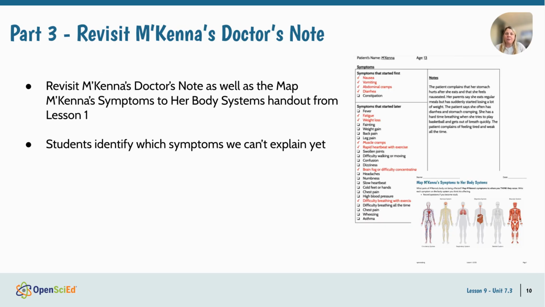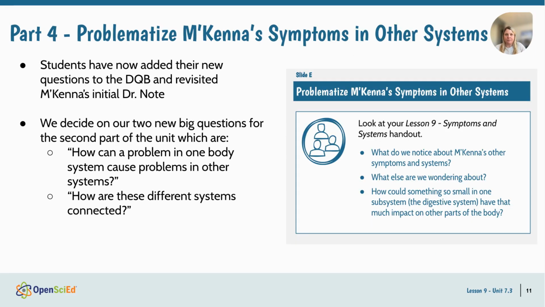Then about halfway through the class period, we reach the second key moment in part 3, where we decide to revisit McKenna's doctor's note, as well as the handout where we mapped her symptoms to her body systems. This is where students really focus in on what symptoms we cannot explain yet based off of evidence that's been collected. This leads us to the third key moment, where we're thinking about and reorganizing our new questions we have.